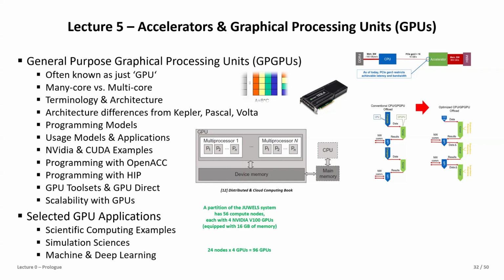And then we have, of course, different architectures: Kepler, Pascal, Volta, Ampere, and now we even have Grace Hoppers from NVIDIA. But we not only look at NVIDIA; there will also be GPUs from other vendors, which is important in this particular lecture. Of course, some GPU applications have already stimulated uptake in the scientific community, in simulation sciences and libraries, but even more dominantly in machine and deep learning.